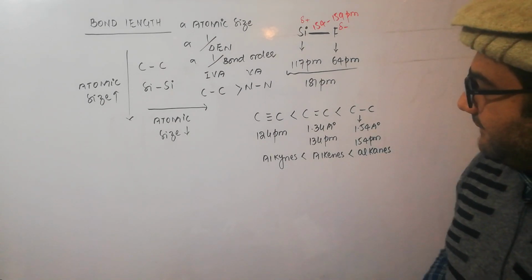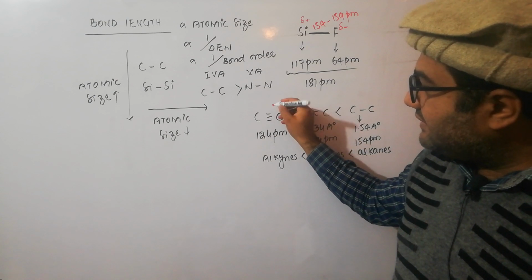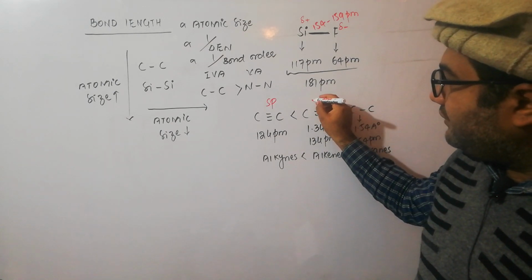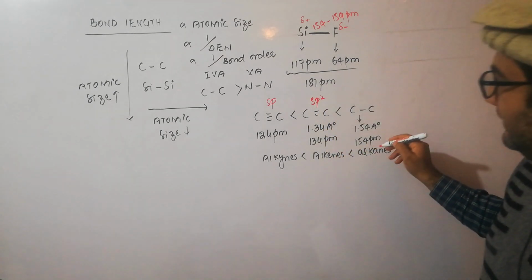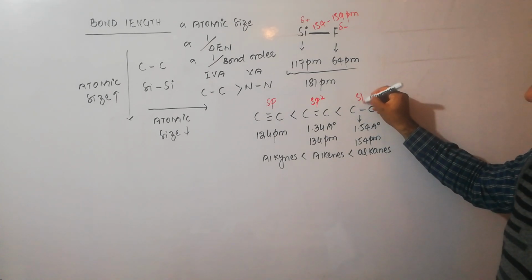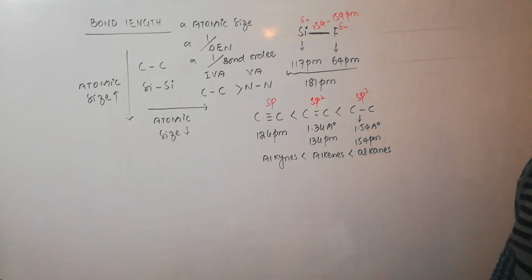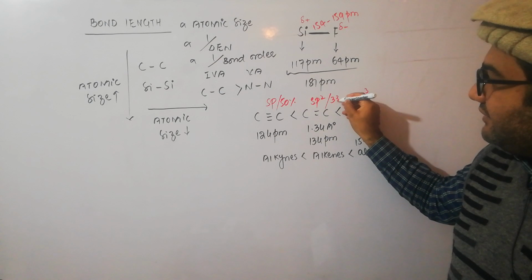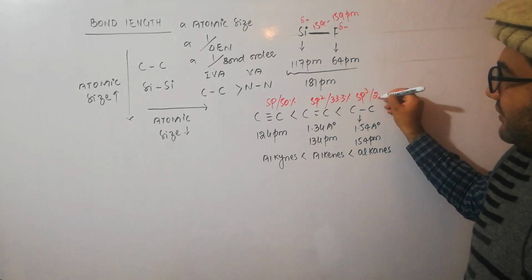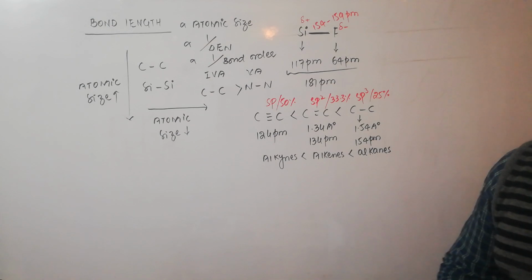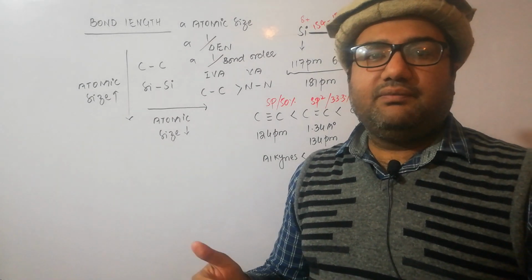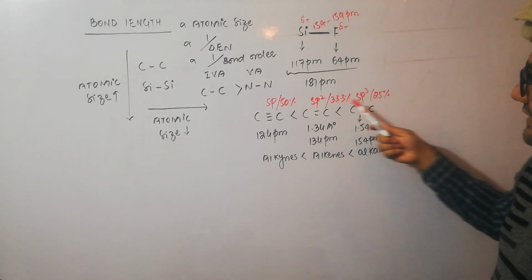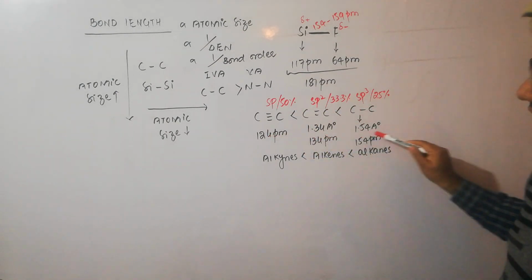Now let me tell you one thing, that in alkynes, the triple bond is present between carbon atoms that are sp hybridized. In alkenes, the double bond is present between two carbon atoms that are sp2 hybridized. And in alkanes, there is sp3 hybridization. The S character in sp hybridization is 50%, in sp2 it is 33.3%, in sp3 it is 25%. So we can also conclude another important point from here, that as the S character in the hybridization decreases, the bond length increases.